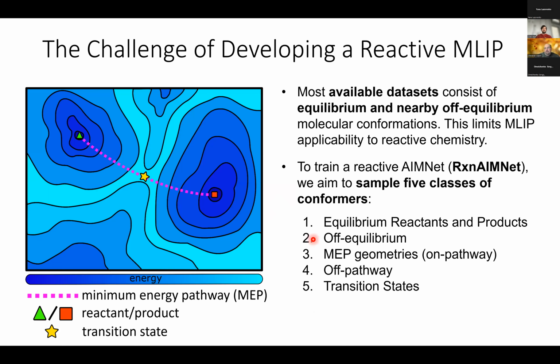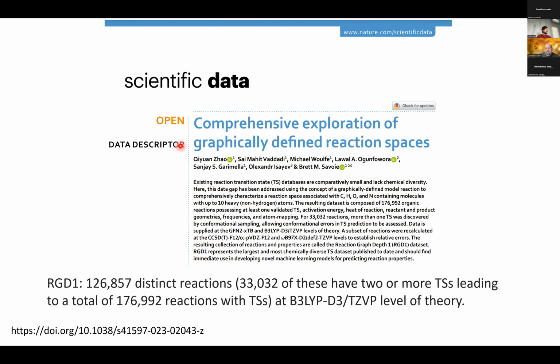It actually poses a challenge, that we need to sample, because your ML model is only as good as your reference data. We need to sample reactants, we need to sample products, but we also need to sample along the pathway and off the pathways. So this is an example of an extremely high dimensional problem where we have a lot of freedom and a lot of possible choices of what to compute. In this direction, we actually released the first data set of those reactions.